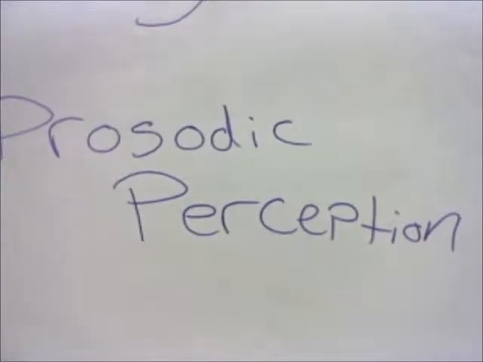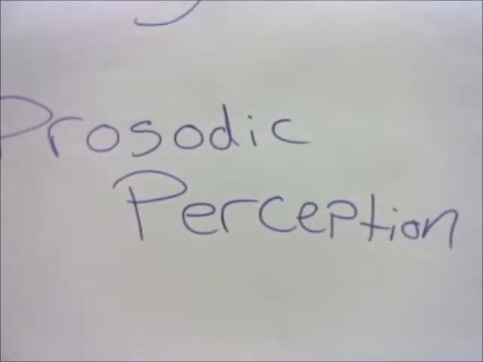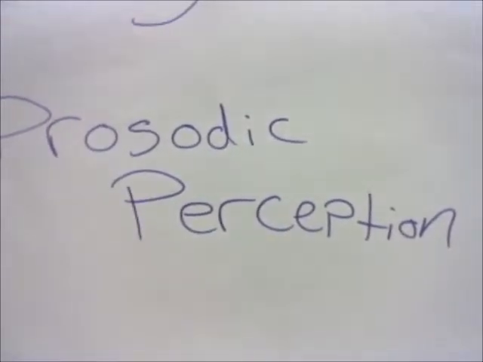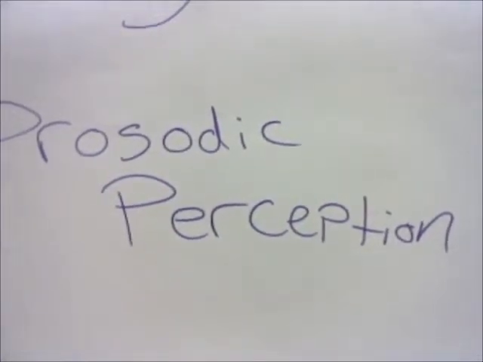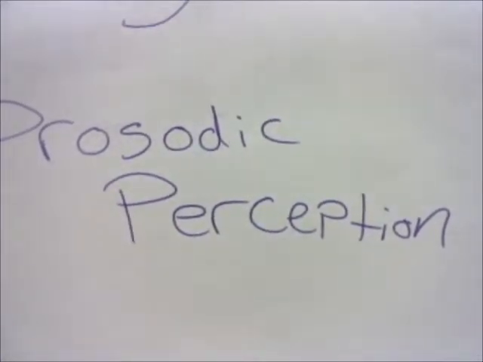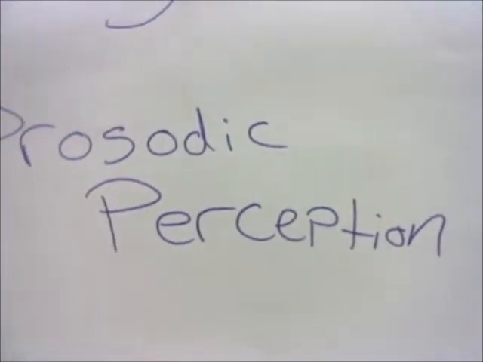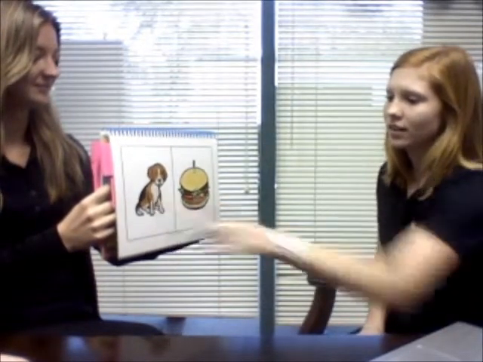The third task requires the child to discriminate between sentences. One sentence has 2 syllables and the other sentence has 4 syllables. The fourth task requires the child to discriminate between one sentence that has 3 syllables and one sentence that has 4 syllables. Our example will show task 1. Hamburger, hamburger, dog, dog.